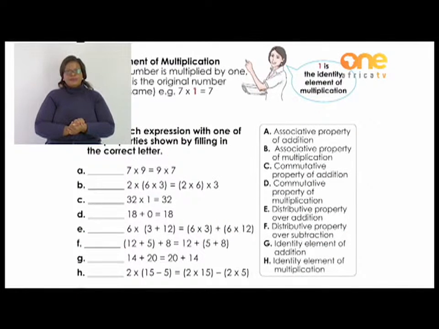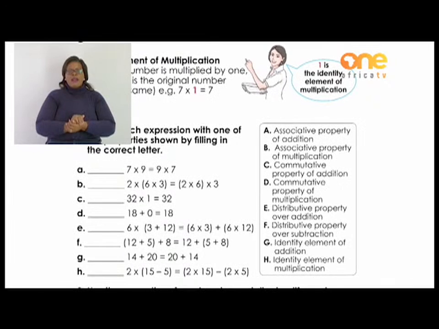We continue with the identity elements, but this time it is for multiplication. When any number is multiplied by 1, the product is the original number, meaning it stays the same. If you just go through the sentence which I just read now, you can see that there's a word product.